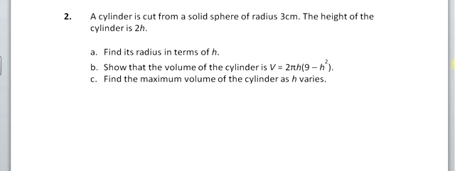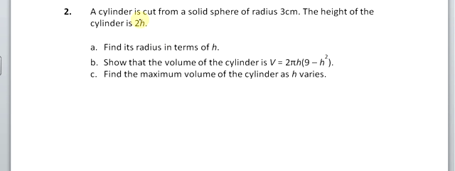Now, something a little bit more challenging. We have a cylinder cut from a solid sphere of radius 3 centimeters, and that's talking about the radius of the sphere, and we're told the height of the cylinder is 2h. Okay, so first of all, the first problem is to visualize this. So if you imagine we have a sphere and we chop a cylinder out of it.